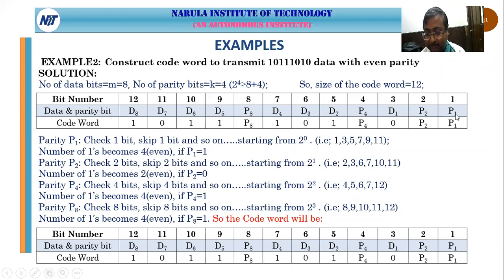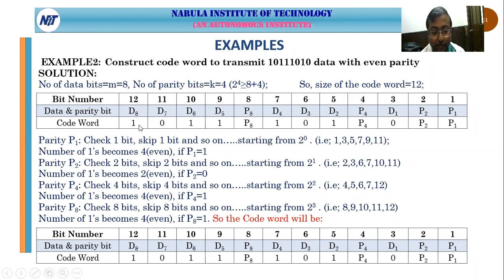Then put the bit positions for P. 2 to the power of 0, that means 1, P1. 2 to the power of 1, that means 2, P2. 2 to the power of 2, that means 4, P4. 2 to the power of 3, that means 8, P8. Then put the message bits D1 to D8, due to the total number of message bits being 8.